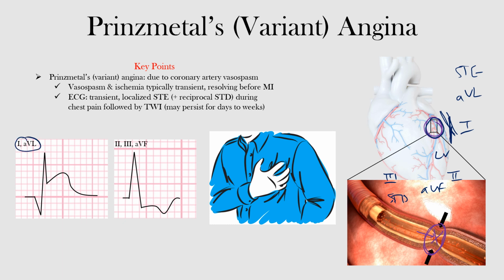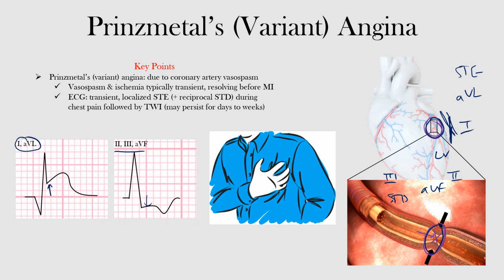Notice here's our lateral leads, 1 and AVL. Our ST segment is elevated, and then we look at our inferior leads, we see reciprocal ST depression, okay, because we have total occlusion of that coronary artery during that vasospasm episode. Now, the ST elevation may be followed by T-wave inversion, which may persist for days to weeks after the episode before actually resolving. All right, let's review what we discussed before we end here.